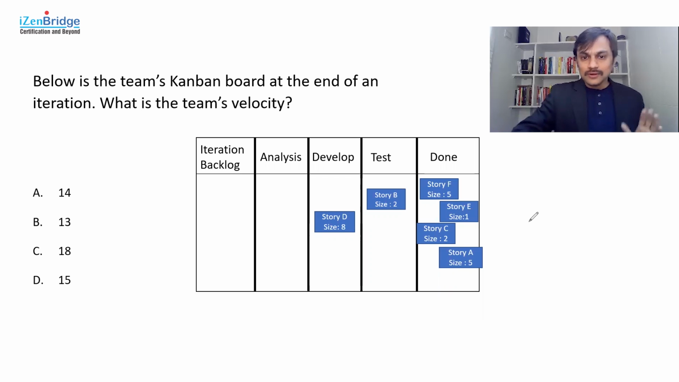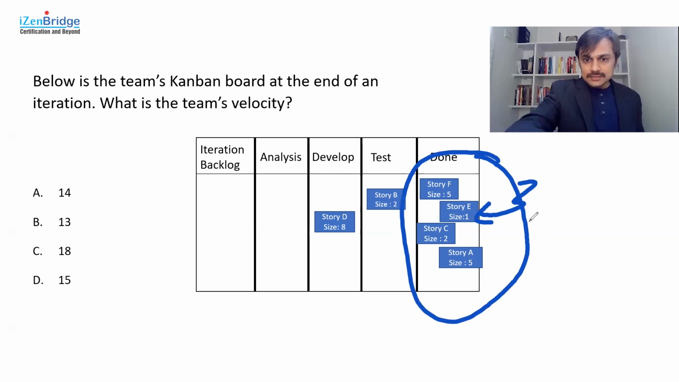Okay, so what is easy to see? There are 6 stories, and you can see each story also has a size mentioned. You have a size number given, and then we need to interpret the velocity at the end of an iteration. And what is presented to you is that there are 3 stories which are done.